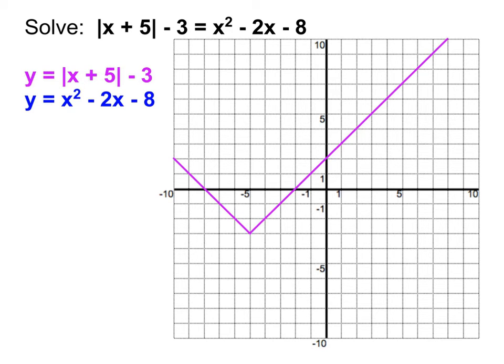Now, of course, for making that first graph, hopefully that's fairly straightforward because we don't need to do any actual math there. We just have to look at it and know that the plus 5 means left 5 and the minus 3 means down 3, so we plot that point. And then it's our normal absolute value, up 1 over 1 on both sides from there to make our V.